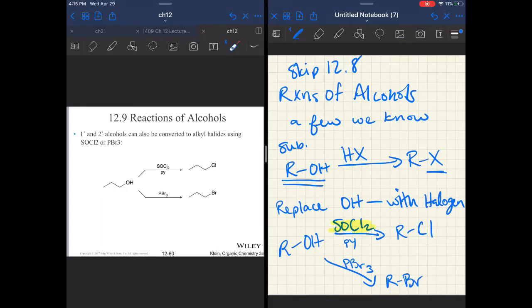I'm not asking you to know the mechanism of either of these, but I do want you to be able to predict the products or be able to use the reagents if you had to predict the reagents.